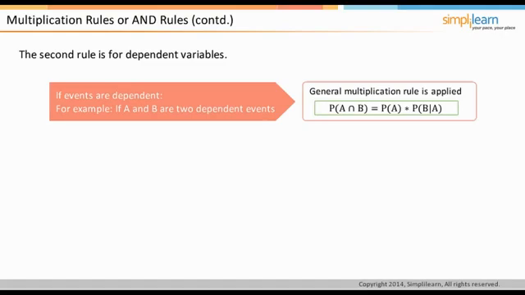Alternatively, we can say that for any two events, their joint probability is equal to the probability that one of these events occurs multiplied with the conditional probability of the other event given the first event. Click the button to view an example of this rule.